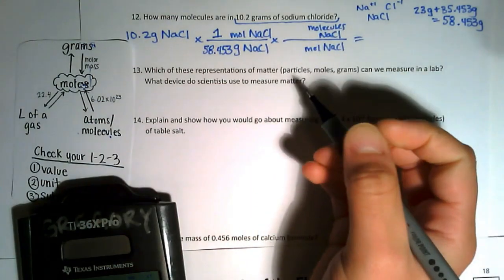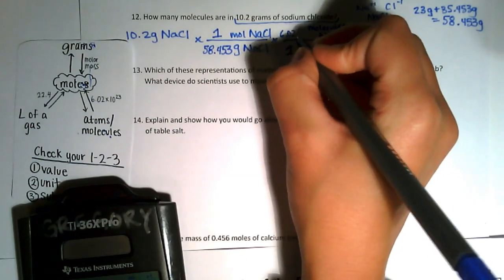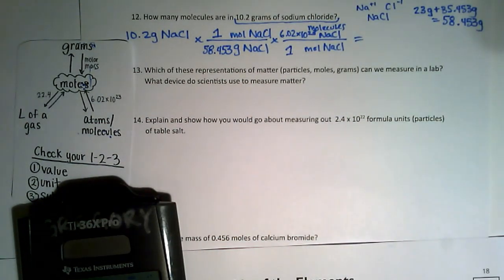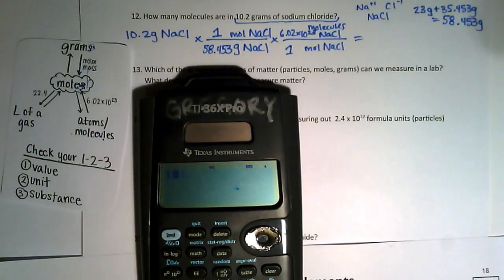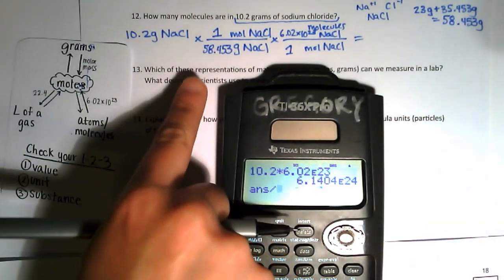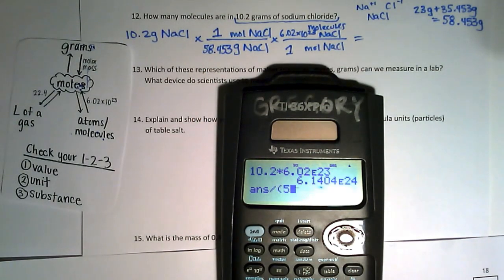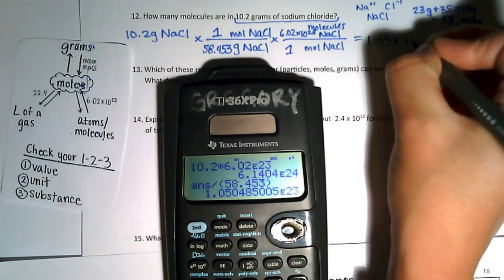58.453. Alright, now we need the number of molecules in 1 mole, and we know that that's always 6.02 times 10 to the 23rd, Avogadro's number of molecules. Now we just need to multiply and divide. So we have 10.2 times Avogadro's number on top, 10.2 times 6.02 e to the 23rd, divided by what is on bottom, so divided by 58.453. That gives us 1.05 e to the 23rd. 1.05 times 10 to the 23rd.